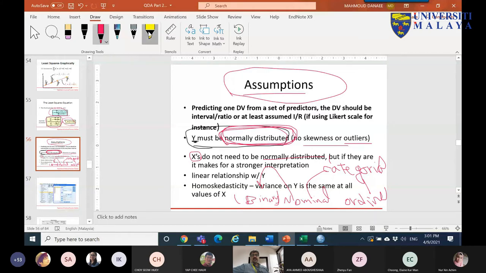Another assumption is homoscedasticity. I will explain it later. Your prediction model according to the regression analysis will be valid if you meet all these assumptions. If one of these assumptions is not met, then you cannot proceed with the regression analysis. Clear?